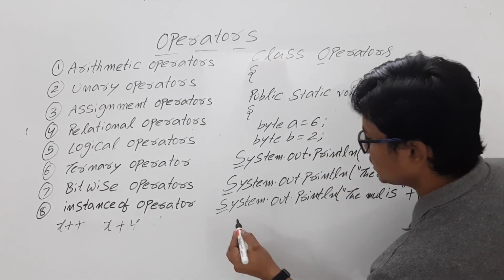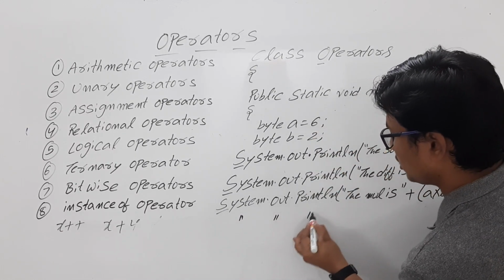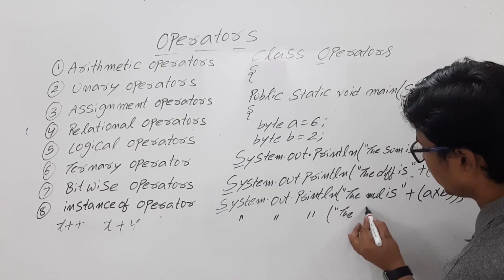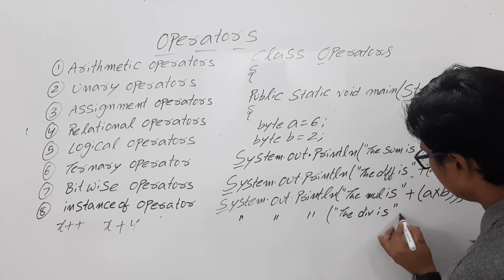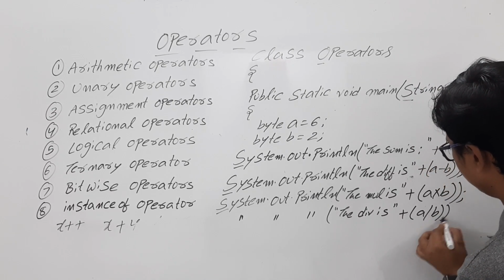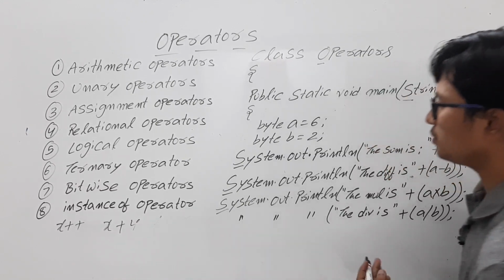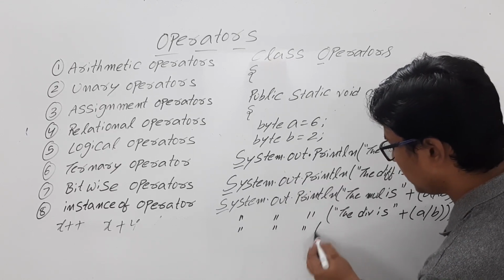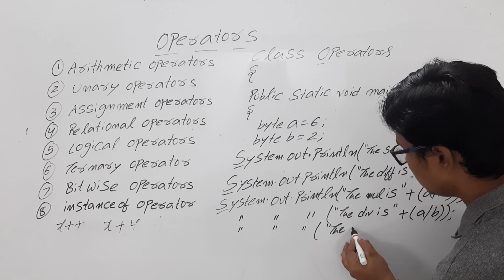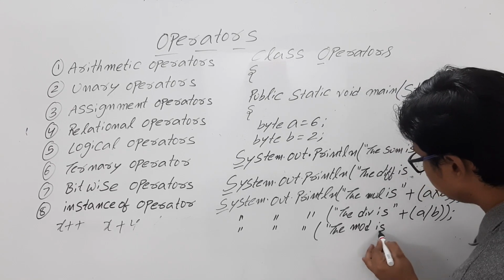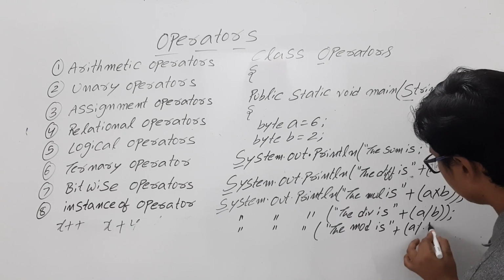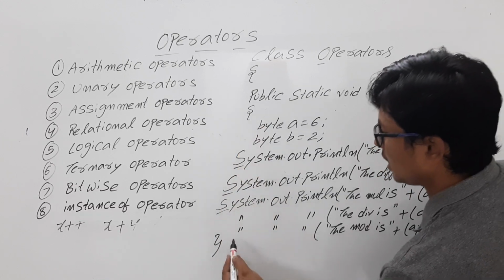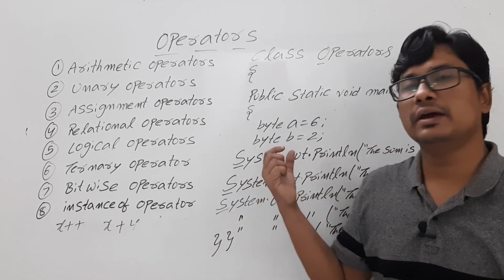If you want to perform the division, in the same way you can write System.out.println, "The division is", or the quotient is, you can write anything, then a division b. Similarly, if you want to get the remainder, you can write System.out.println, "The remainder is", or the modulus is, a modulus b. Close this one and close the class, and then you can compile this program.